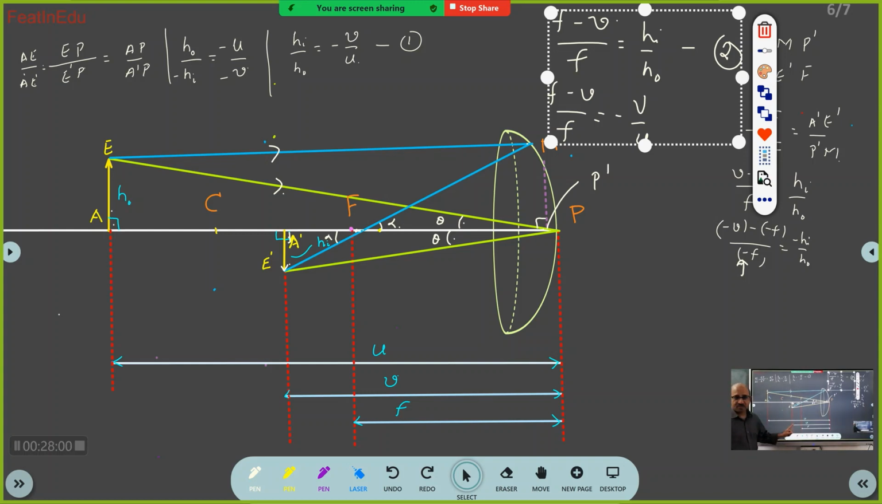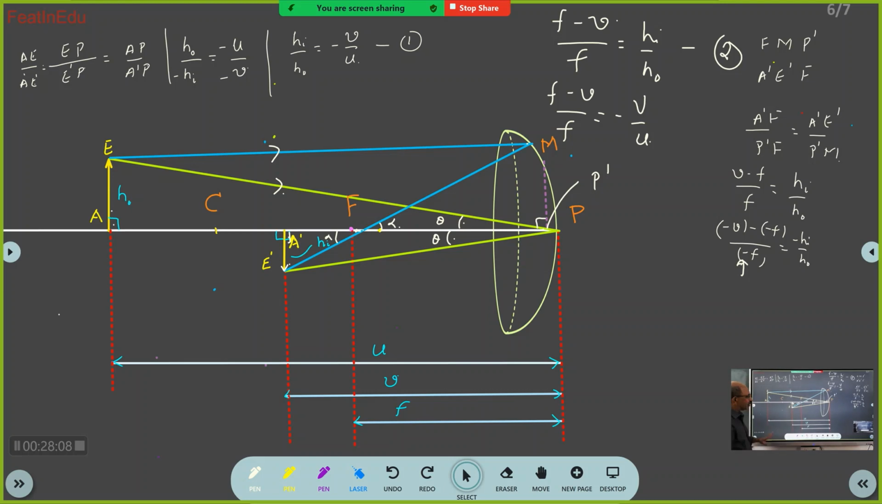Which ray diagram do you not understand? E to P, P to E, E to M? E to M is a ray which is parallel to the principal axis.